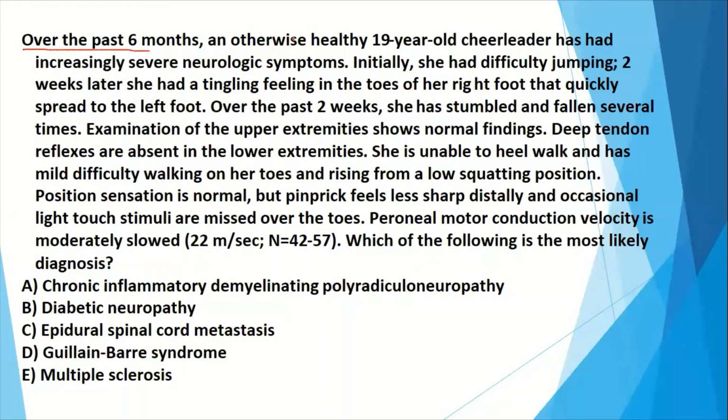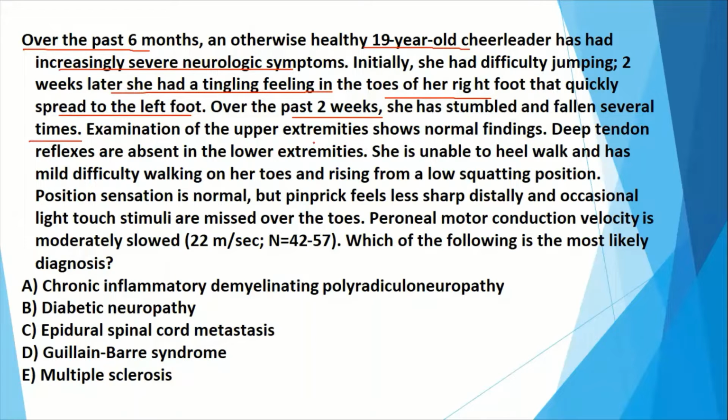So this is a 19 years old girl who was previously healthy, and over the past 6 months, she is complaining of neurological symptoms which are increasing gradually. Initially, she had difficulty in jumping, and she felt tingling sensation in the toes, which progressively spread to her left foot.